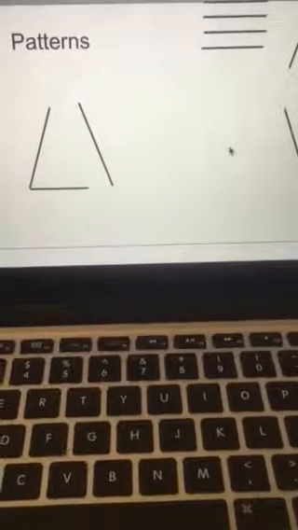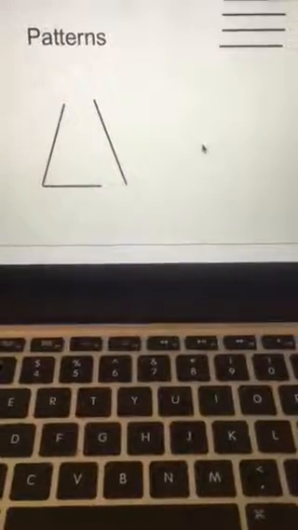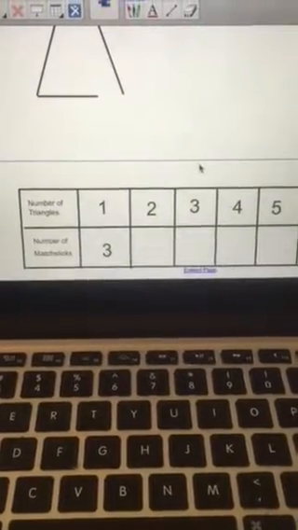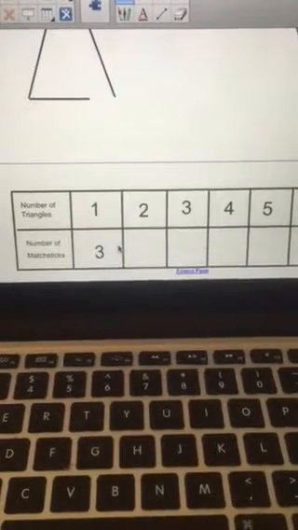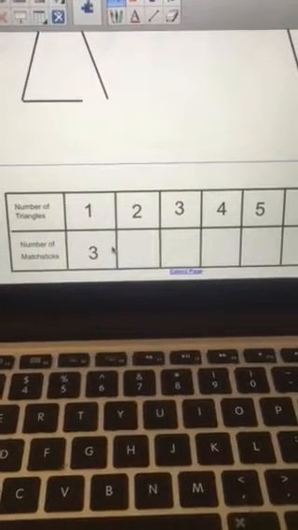Now the whole idea is to use the matchsticks, have a go at them, play with them, manipulate them, and see what you can do. Now let's have a look. We're using a table of values. So we're going to do this to see if we can identify rules to our pattern.